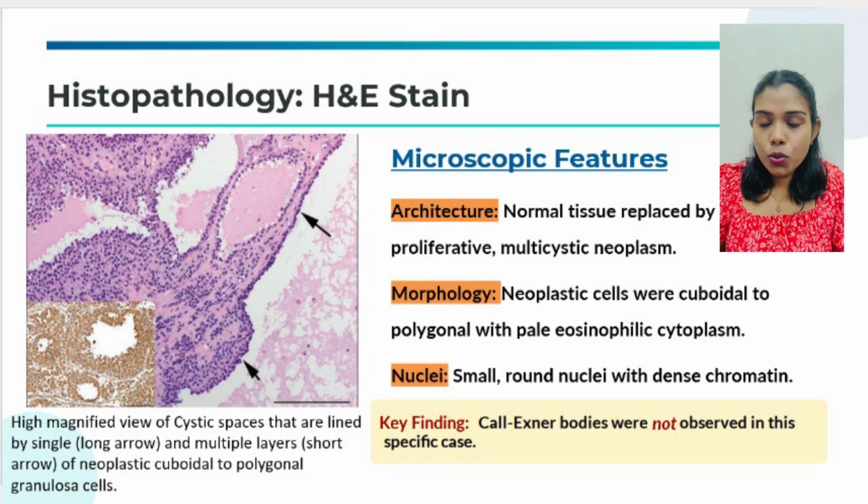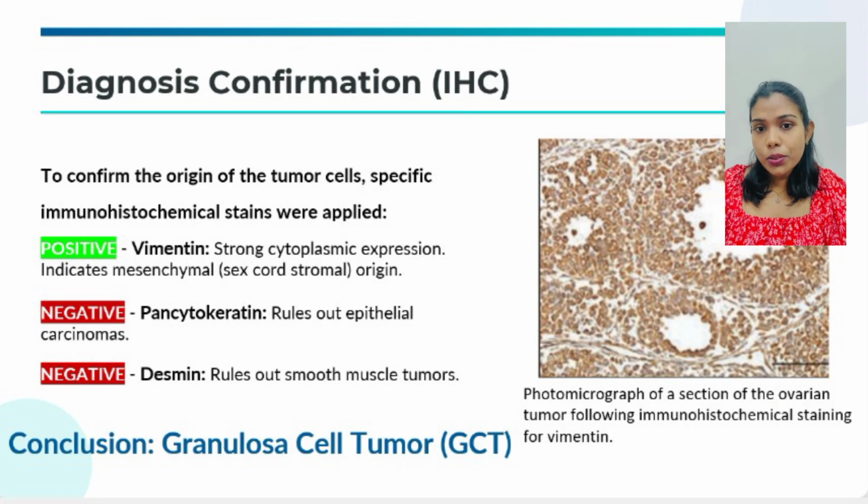Microscopically, the ovarian tissue had been completely replaced by a tumor, and the cells were cuboidal to polygonal, lining the cystic spaces in single or multiple layers. All these are very typical features of a granulosa cell tumor, which is a sex cord-stromal tumor. So to confirm the diagnosis, immunohistochemistry was performed.